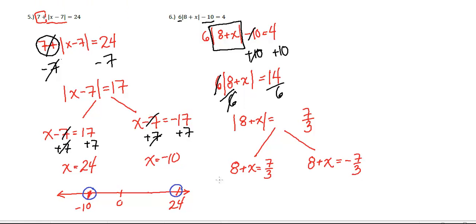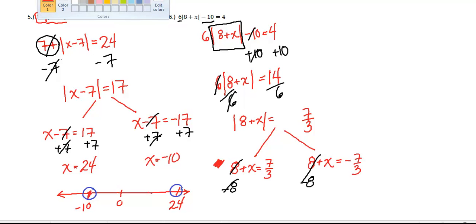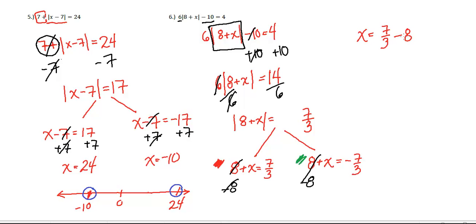I have 8 plus x, so I'm going to want to subtract 8 from both sides. So let me do this step up here, and I'll do this one in red. I'll keep this one in red, and I'll do this second one here in green so that we can see each step individually. All right, so now what I end up with is x is equal to 7 thirds minus 8. Okay, because I subtracted 8 from one side. Whoops. I should be subtracting it on the other. All right, so 7 thirds minus 8.